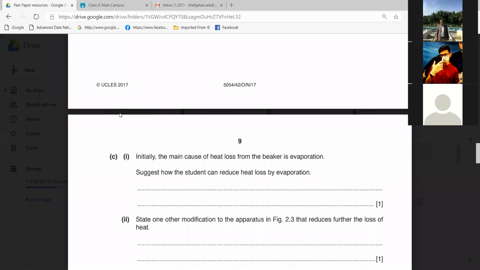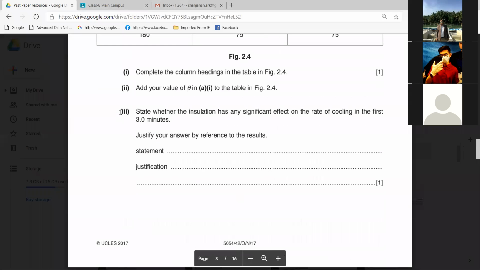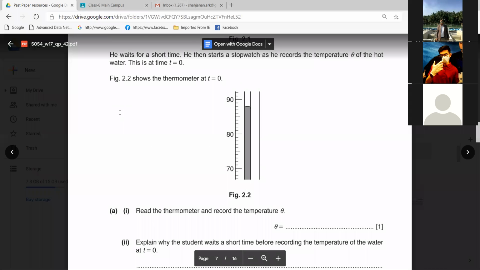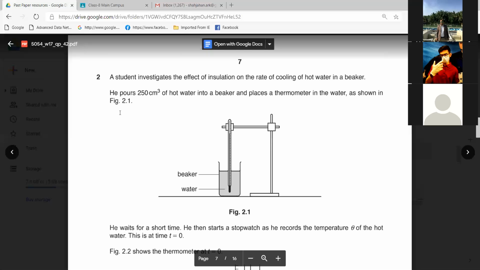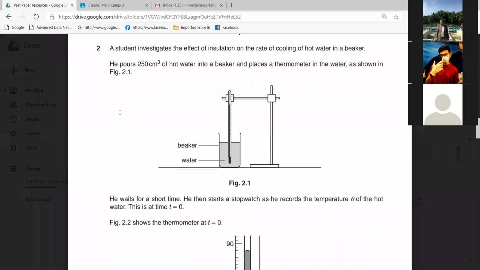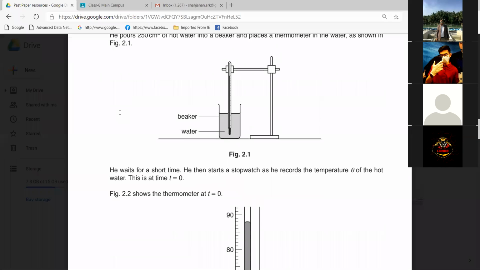Yes, we can. Can you see the diagram and tell us how you can reduce heat loss? Sir, by putting cotton. Evaporation. Where will you put the cotton? In the, sir, outside of the beaker. Outside of the beaker you will put it. Then evaporation will be stopped.